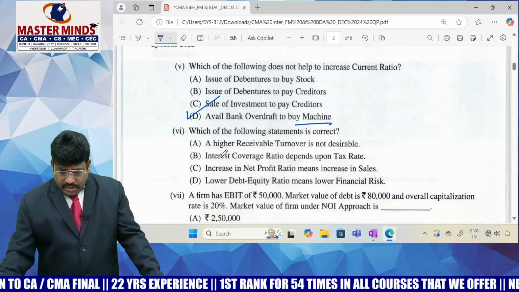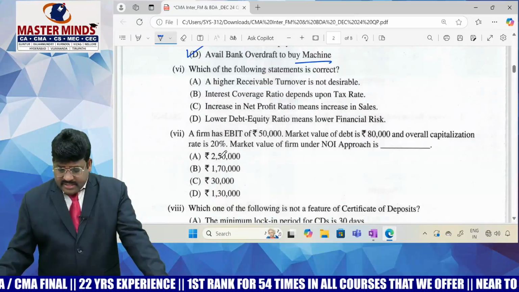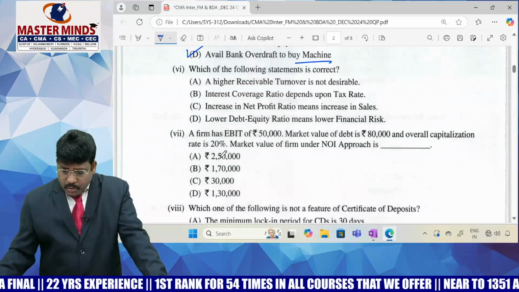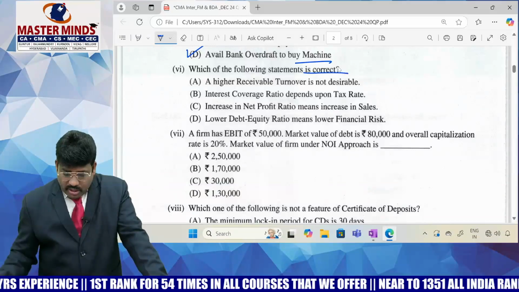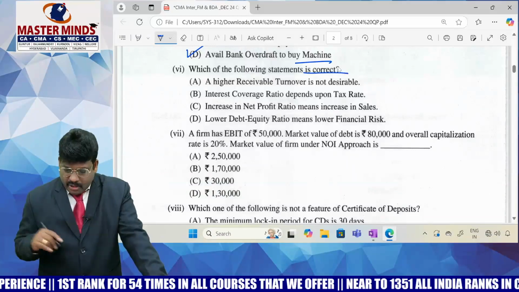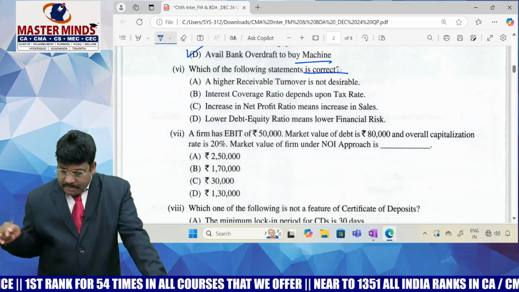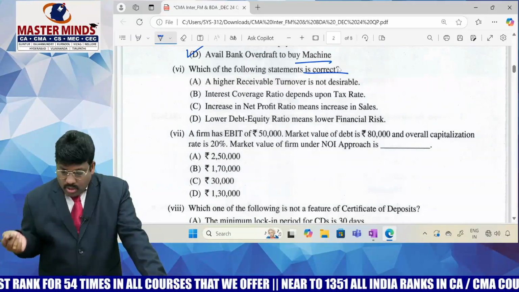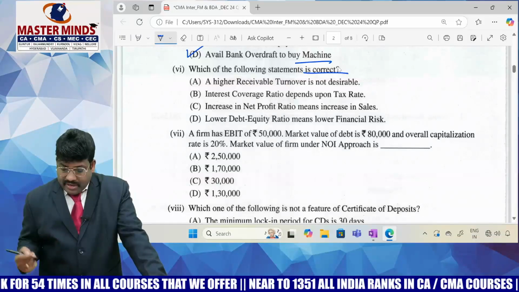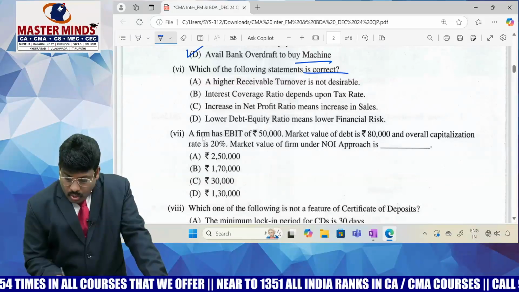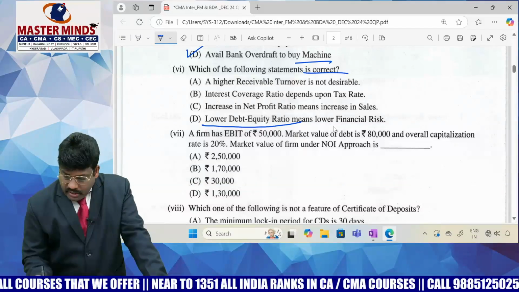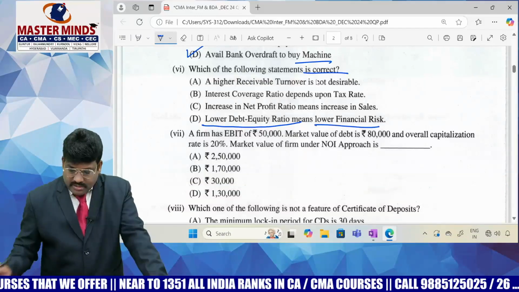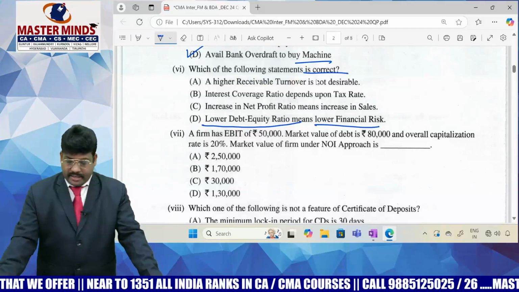Coming to here, which of the following statements is correct? A higher receivable turnover ratio is not desirable. Interest is correct actually, okay? Interest coverage ratio depends upon tax rate, no. Increase in net profit ratio means increase in sales, no. Lower debt ratio means lower financial risk, no, absolutely wrong. Lower debt equity ratio means lower financial risk. So this statement is absolutely correct, right?